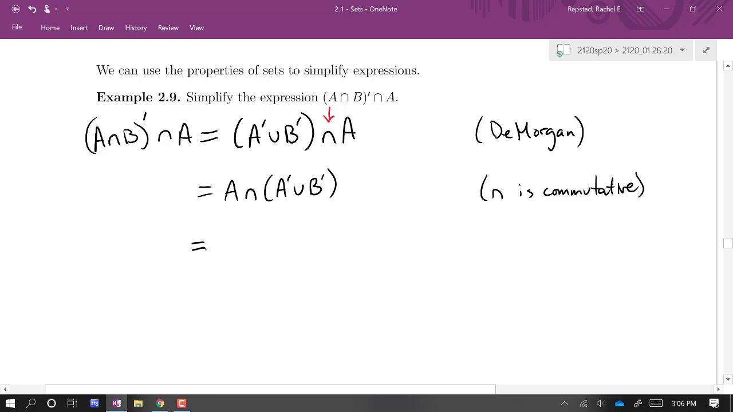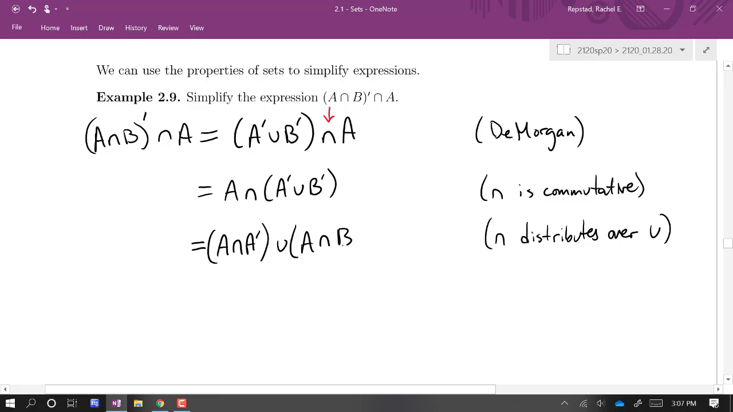Now I'm intersecting the set A over that union. What could we do? You can distribute it. So we're going to use the fact that intersection distributes over union. So then what would that look like? A intersect A complement union A intersect B complement.